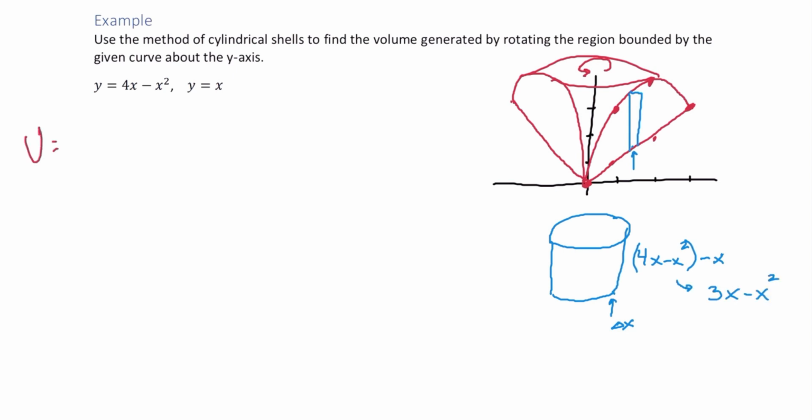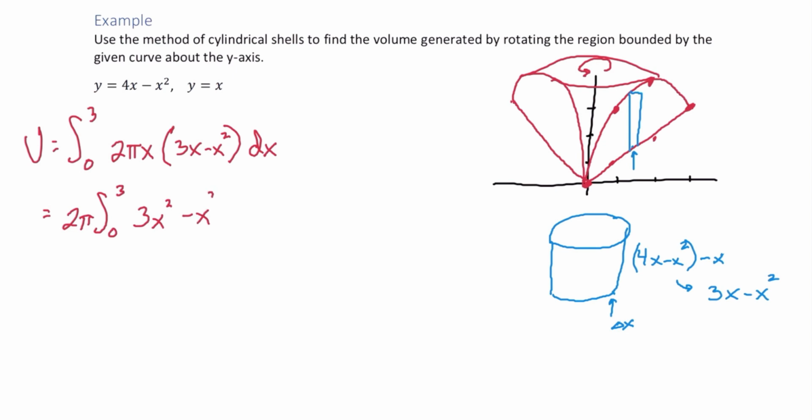The volume is the integral from 0 to 3 of the circumference, 2 pi x, times the height, which is 3x minus x squared, and then the width, dx. Simplifying this, we can pull the constant 2 pi out of the integral, and we have 3x squared minus x cubed dx. Integrating this, we get x cubed minus 1/4 x to the 4th. And we integrate from 0 to 3.